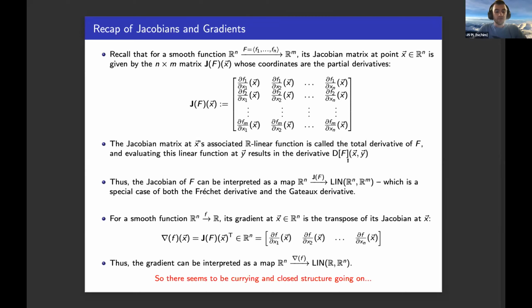Now for a smooth function just from R^n to R, the gradient is just defined as the transpose of the Jacobian. And so from that point of view, the gradient of a function is now seen as a map from R^n to the linear maps from R to R^n. So you see the codomain is now in the domain part, and the domain is now in the codomain part. So there seems to be some sort of currying and closed structure going on here.